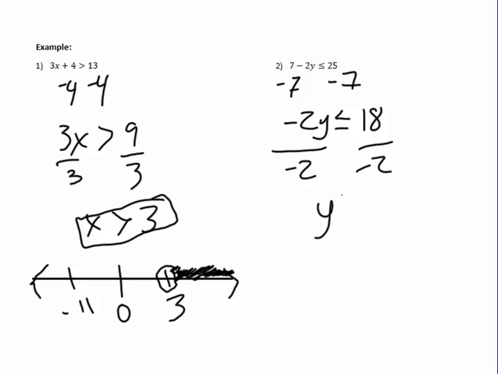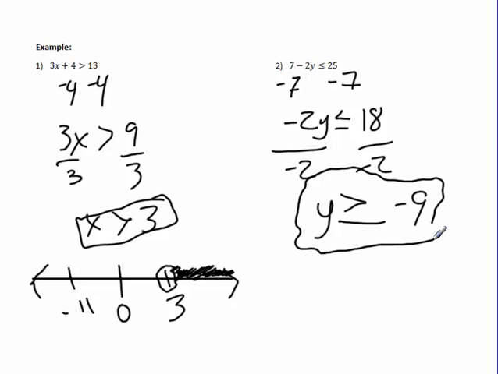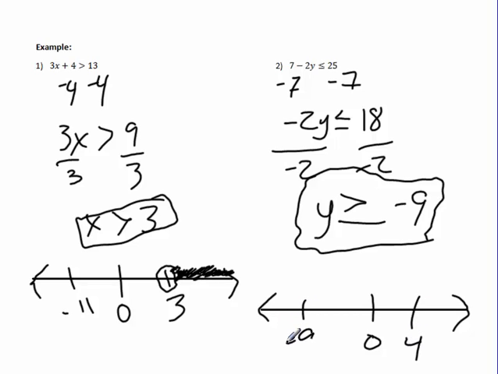by a negative. So now my inequality sign flips. And now I have negative 9 here. Here is the inequality solved for. And again, we show our solution sets on a number line. This is my number line, arrows going in both directions. Here's a 0. Here's a 4. Over here is negative 9. And y is greater than or equal to negative 9. So the or equal means I have a closed circle.